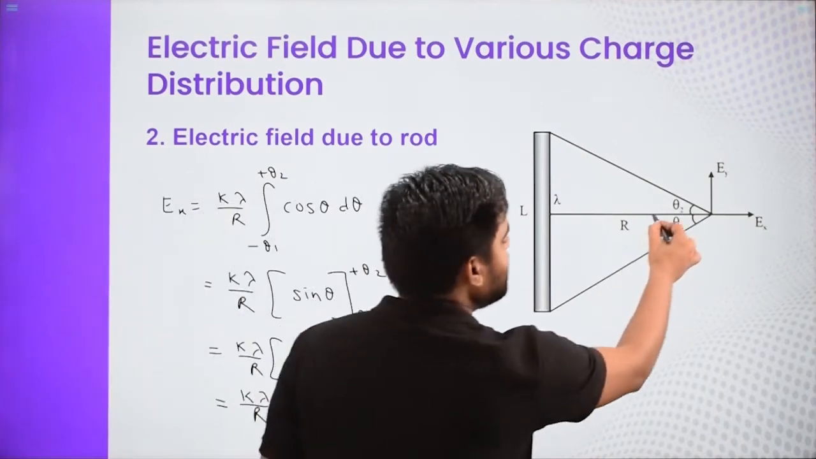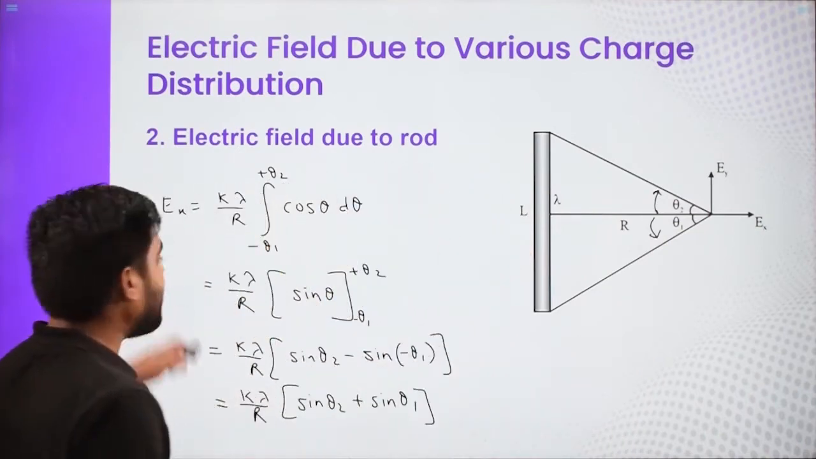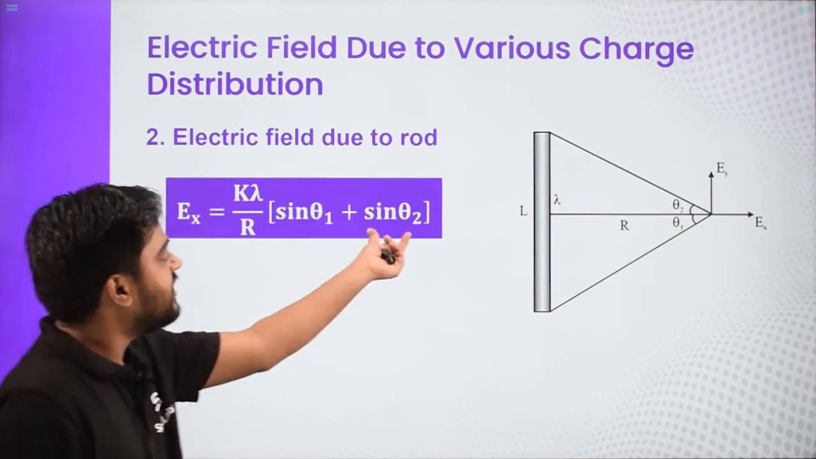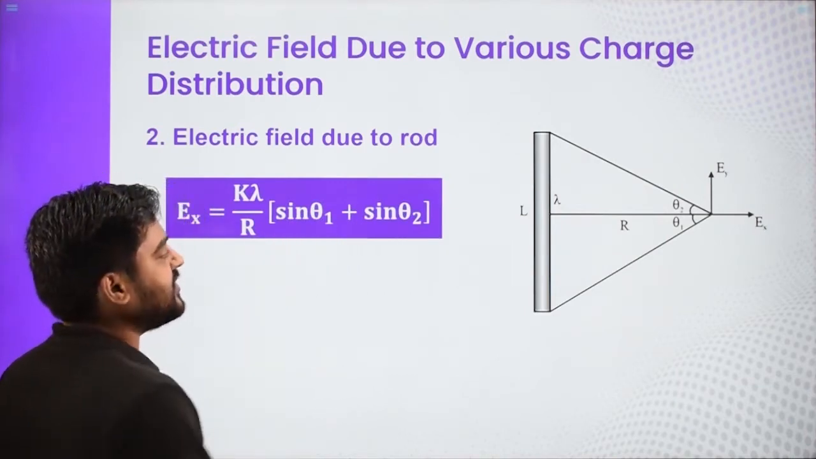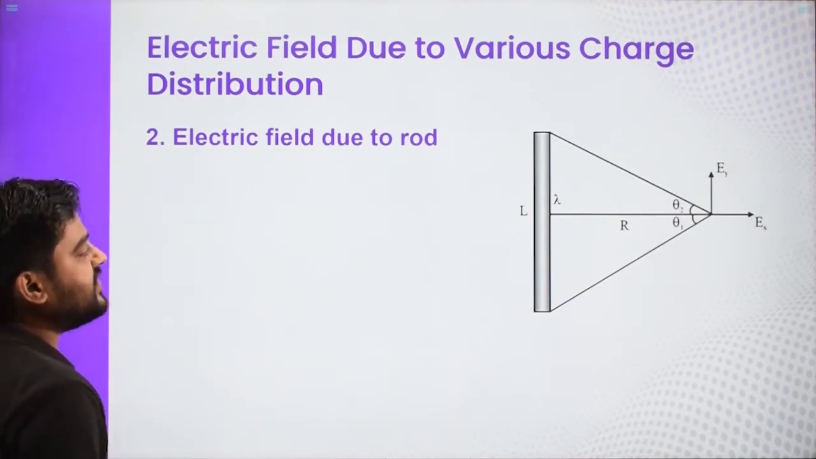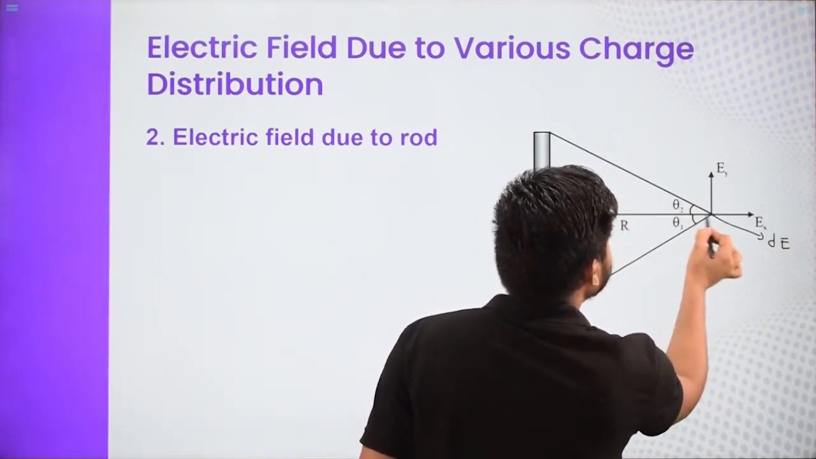And angles are measured this way. One angle is that way and another is this way, and this is my Ex. So finally the formula is k lambda by r, sine theta 2 plus sine theta 1. Let us discuss Ey as well. So what was our Ey? So this was our dE. This was our theta.